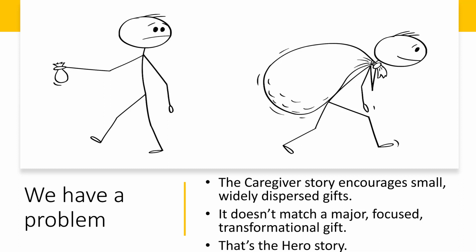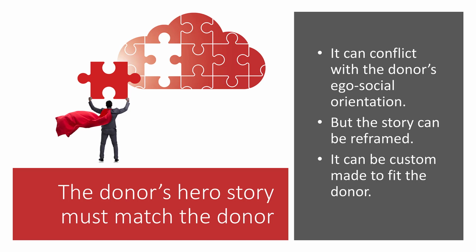We must advance the donor's hero story. But the story must match the donor. By itself, a hero story may not fit. It may conflict with the donor's ego-social orientation. But there is a solution. A hero story can be reframed. It can be reshaped to match the donor's orientation. It can be custom-made to fit the donor. The next chapter looks at this.